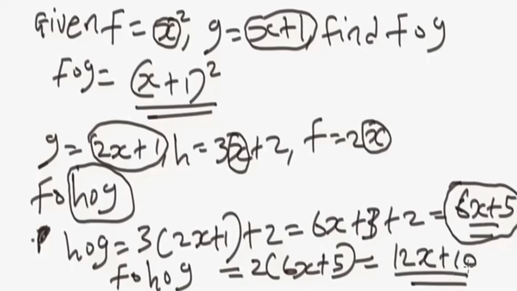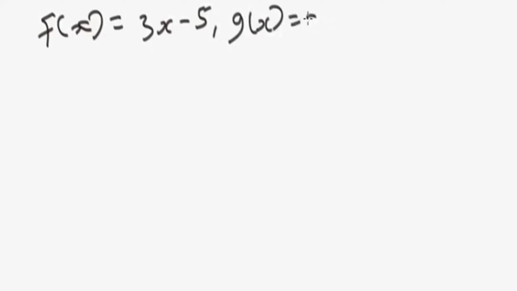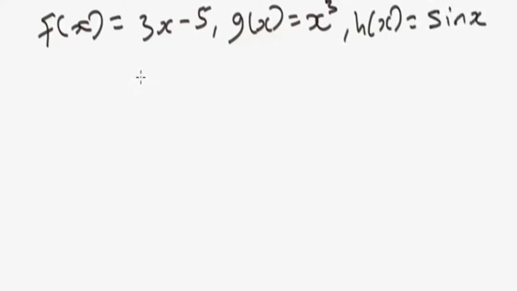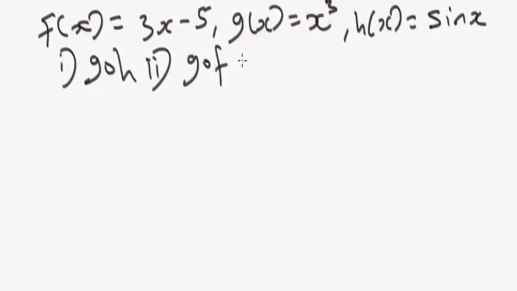Okay, so let's solve one more example. So we have f of x equals 3x minus 5. Okay, we have g of x equals x cubed, and we have h of x equals sine x. So we're asked to find g of h, we have to find g of f, and we're asked to find h of f.